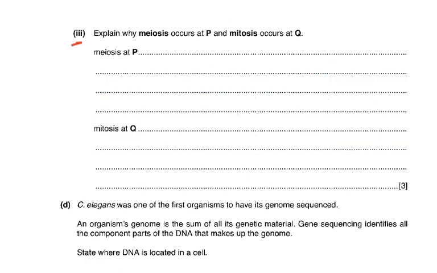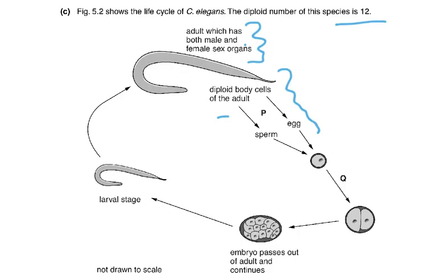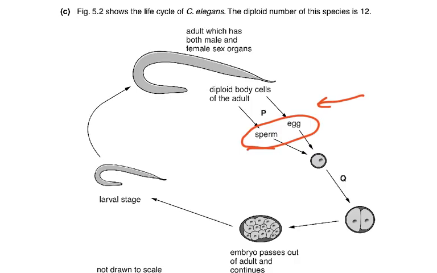Now part 3 says explain why meiosis occurs at P and mitosis occurs at Q. So meiosis at P here, we're talking of this situation, right? Now at P, why is it meiosis? Because it's reduction division. Chromosome number is being halved, prevents doubling of the chromosome number with each generation. And gamete cells are always haploid. And gametes or the sex cell production is taking place because the sperms and the eggs are being formed. So the sperms and the eggs are always haploid.